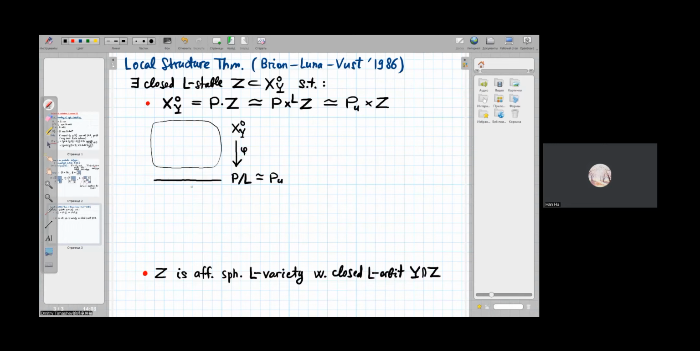And Z is a fiber of this fiber bundle. So we have Z. It is a fiber over a point whose stabilizer is L. And the group PU acts simply transitively on this homogeneous space. And this action is compatible with the action above, so that the PU orbits intersect this Z transversally.